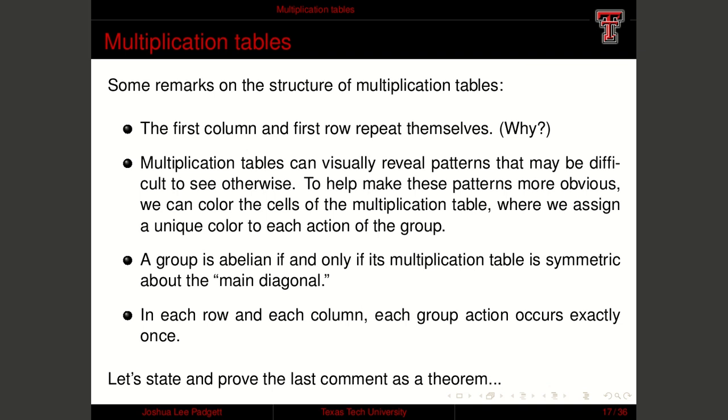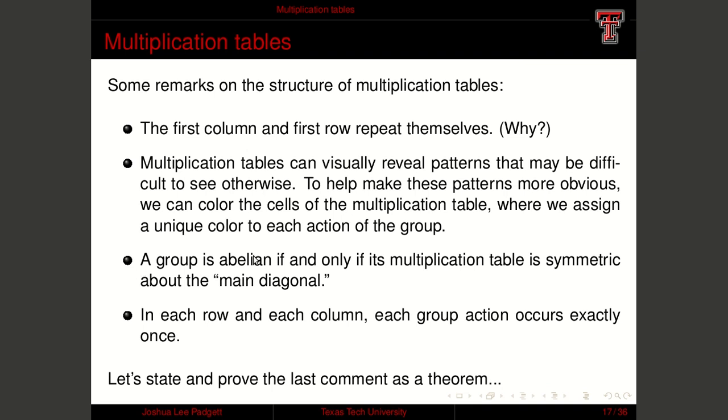The first column and the first row repeat themselves for exactly the reason that we've talked about: we're composing against the identity. Multiplication tables can reveal patterns, and I'm trying to make these patterns clearer with the colors of the cells. Now, you might say, what are these patterns?